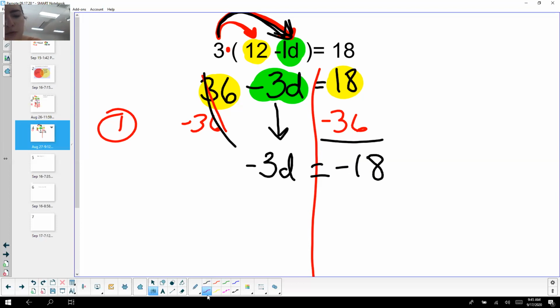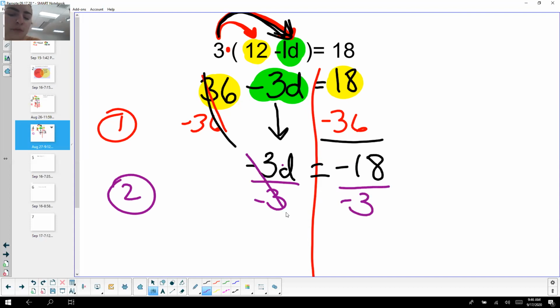Now I've just got a one-step equation to solve. So step 2, we've got negative 3d. Well, I know when we've got a number next to a variable, they're being multiplied. So I'm going to go ahead and divide both sides by negative 3 to get rid of that, and so I can isolate d and get it by itself. So d is going to equal negative 18 divided by negative 3.